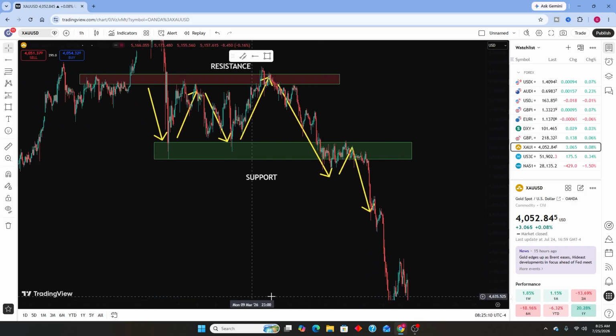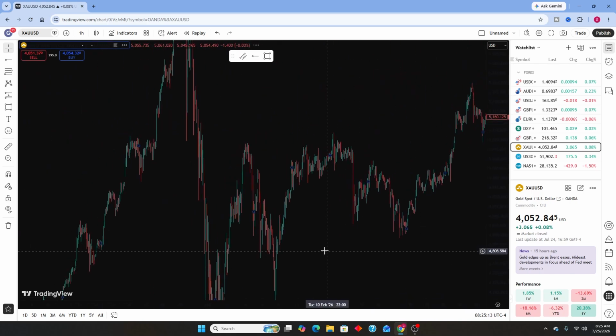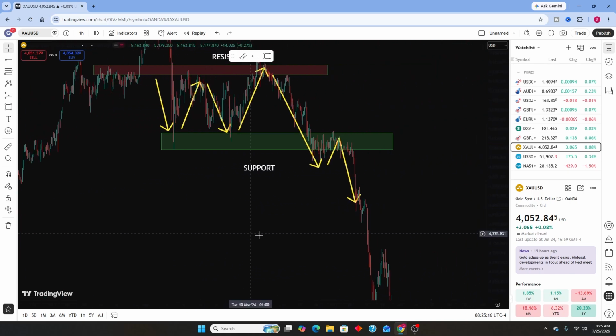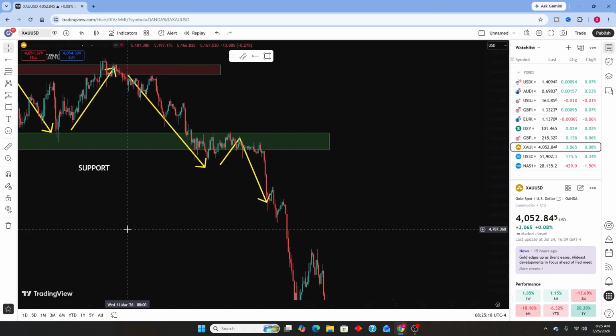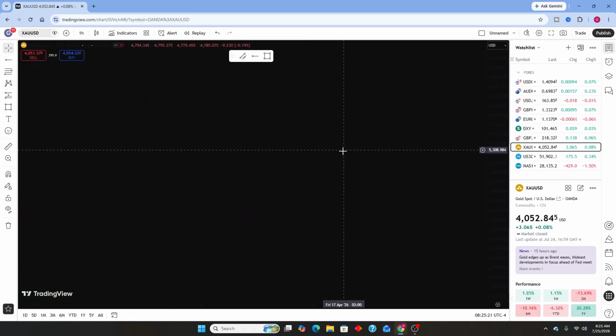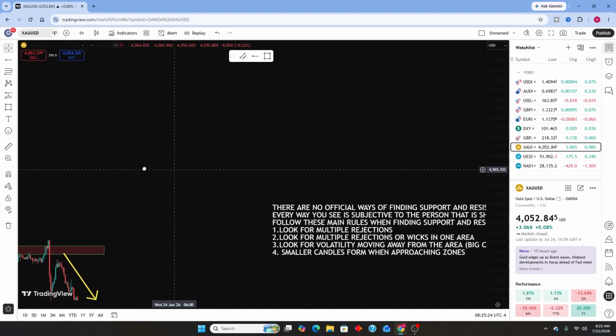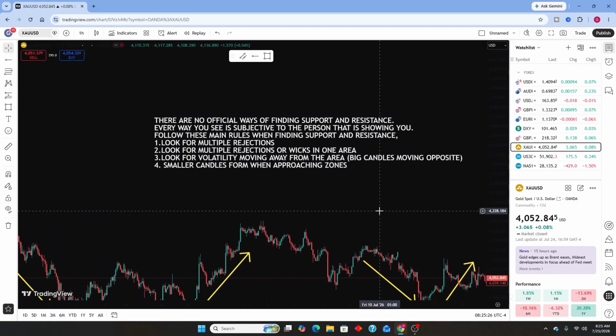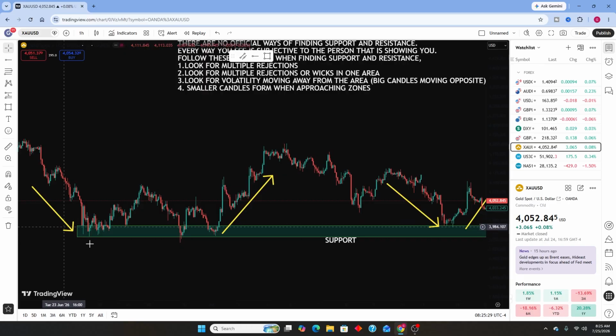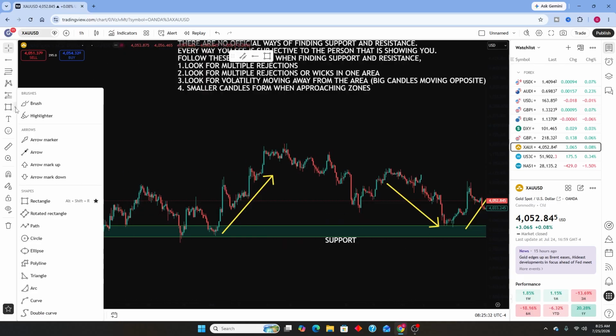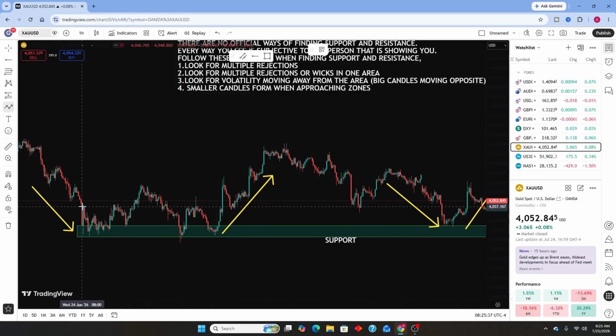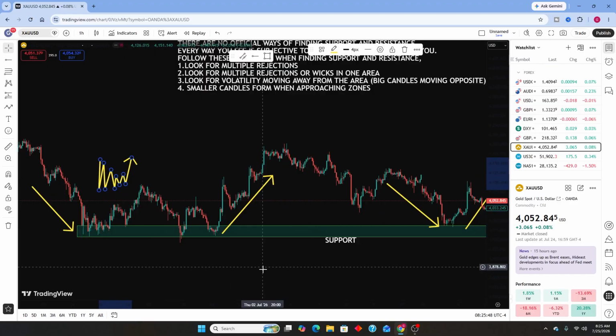So what you want to look for, everybody who looks for support and resistances, it's subjective to whoever you're looking at or whoever is showing you. But the main key takeaway for everything is that you look for multiple rejections. This is what I mean by multiple rejections. If you need help finding them, anything that looks like a bunch of W's together, look, down, up, down, up, down, up. Multiple rejections.